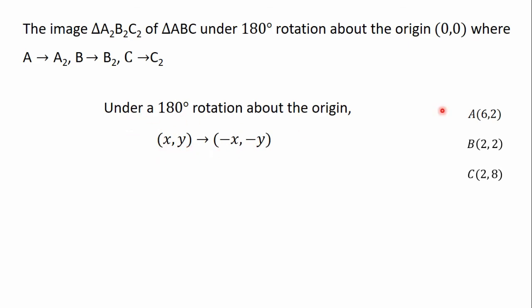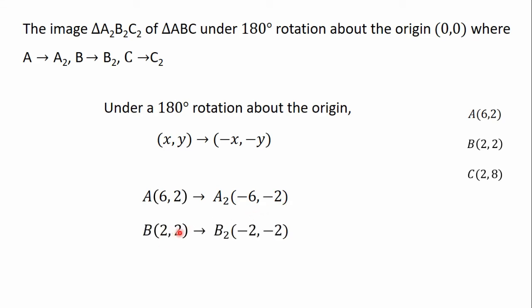So we are going to use this rule to rotate point A to get A2. You use it to rotate point B to get B2. Then you use it to rotate point C to get C2. So let's do that. Using this rule, point A with coordinates 6, 2 will give us A2 with coordinates minus 6, minus 2. Point B with coordinates 2, 2 will give us B2 with coordinates minus 2, minus 2. And point C with coordinates 2, 8 will give us C2 with coordinates minus 2, minus 8. We now have the coordinates of point A2, point B2, and point C2. So we can draw the image triangle A2, B2, C2.